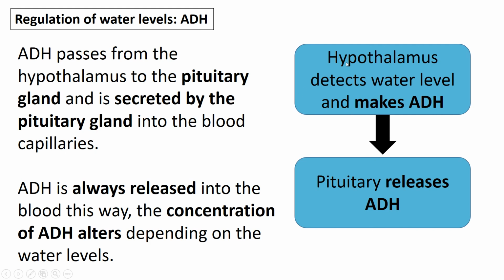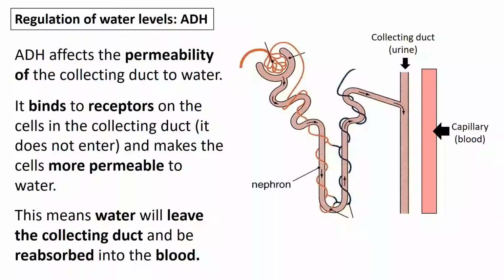So the hypothalamus actually has receptors that detect the water level and makes the ADH. It's constantly making ADH actually, but it decides how much the pituitary gland is going to secrete. So the hypothalamus is not a gland, which is why it doesn't secrete ADH, because only glands secrete hormones. ADH is always present in the blood, it's always released, it's just the concentration of it alters depending on the water levels. So ADH effectively works by affecting the permeability of the collecting duct.